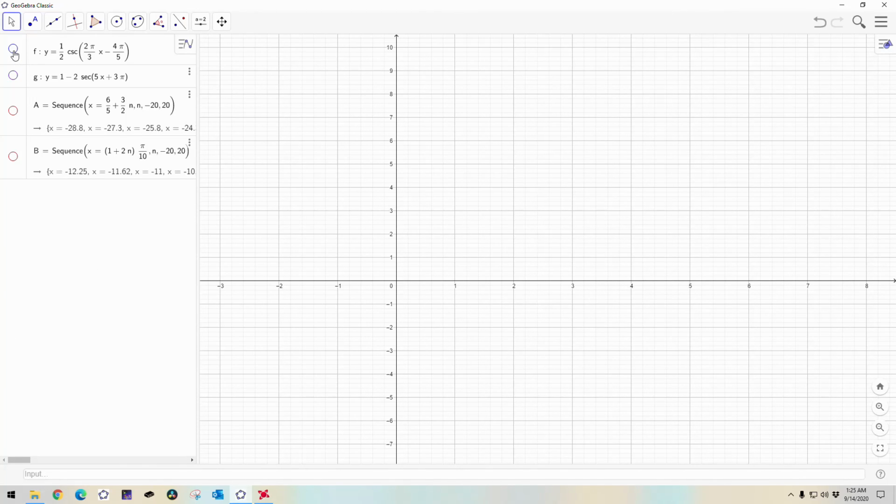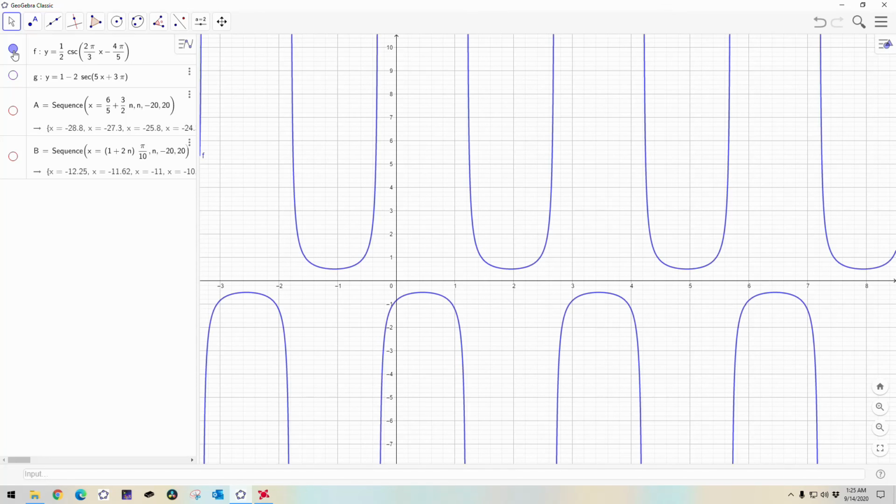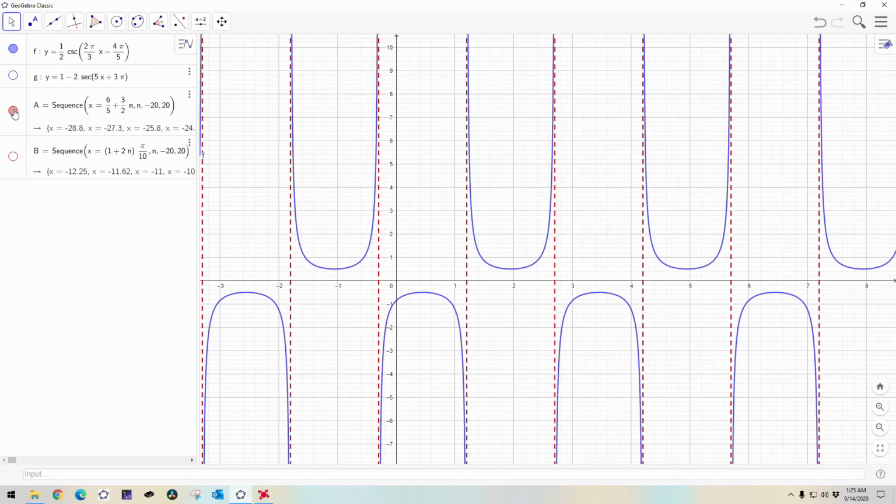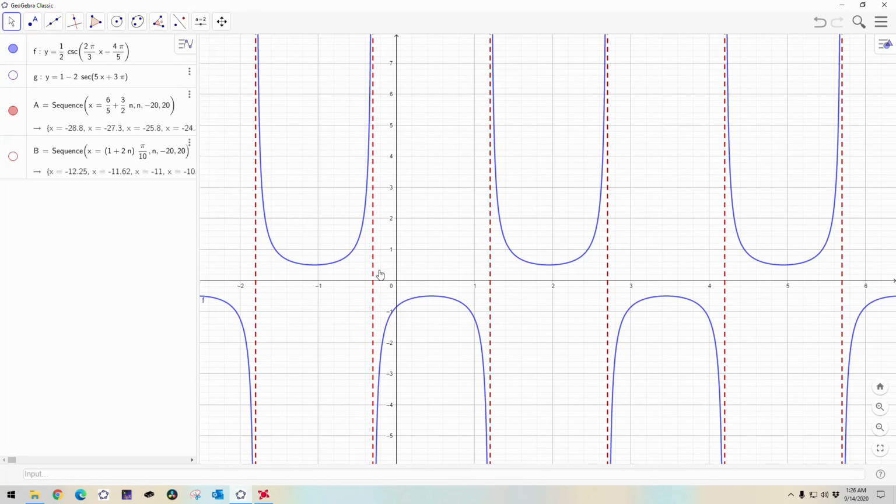First, let me just show you the cosecant shape here with the given asymptotes that we did actually calculate. I have 6/5 plus 3 over 2 times n as my generator for the asymptotes, just as we did with the domain. And as you can see, the graph does actually fit there. And you can even tell that the amplitude is 1/2. You can see right here.